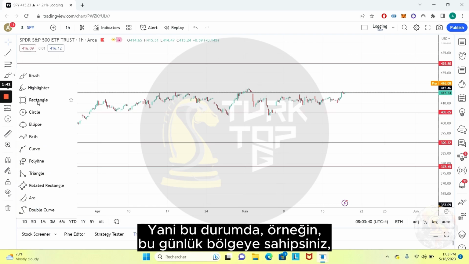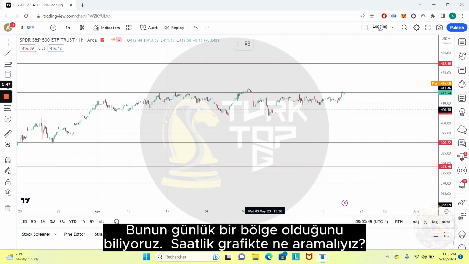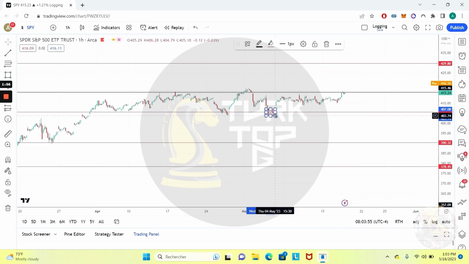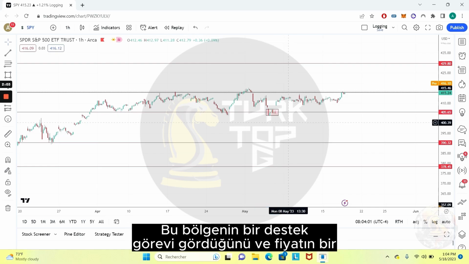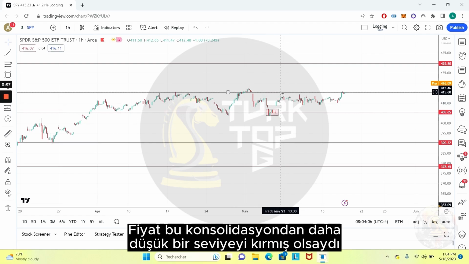So in this case, for example, you have this daily zone, right? Price came around 405.65. We know it's a daily zone. What should we look for there? On the hourly chart, we should look for a sideways consolidation, something like this. Now, if price breaks higher from this consolidation, we know this zone ended up acting as a support and price will likely go higher to the next zone.